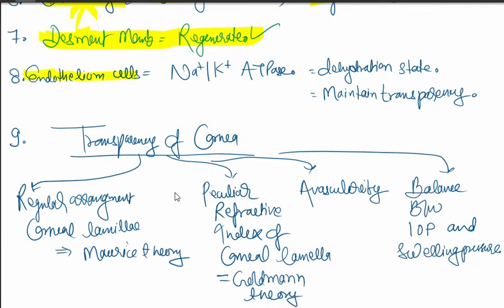Endothelium cells, it has sodium potassium ATPase. That's why it is in a dehydrated state. तो सोडियम पोटेशियम ATPase के कारण endothelium cells dehydrate condition में रहती है. And so it maintains transparency. Its function is to maintain transparency.